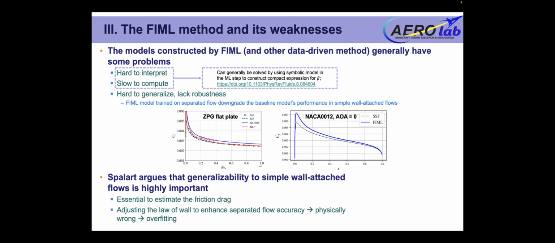However, Spalart argues that the generalizability to simple wall-attached flows, that is the robustness, is highly important because it is essential to estimate the friction drag. And sometimes the friction drag can constitute a large portion of the total drag. And adjusting the law of the wall to enhance the separated flow accuracy is physically wrong because we know the law of the wall is right. By adjusting the law of the wall, we are basically doing some overfitting, and this will definitely destroy the generalizability of our models.